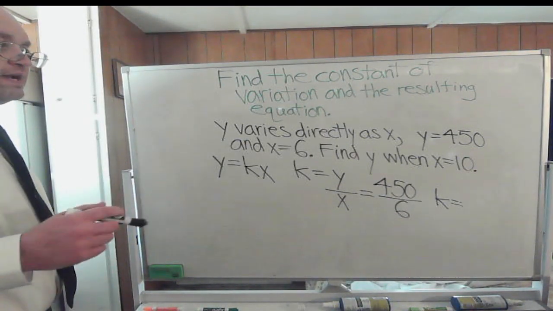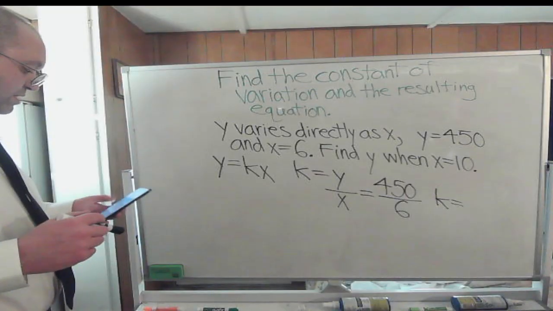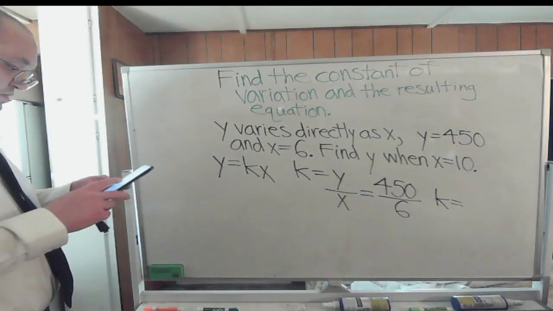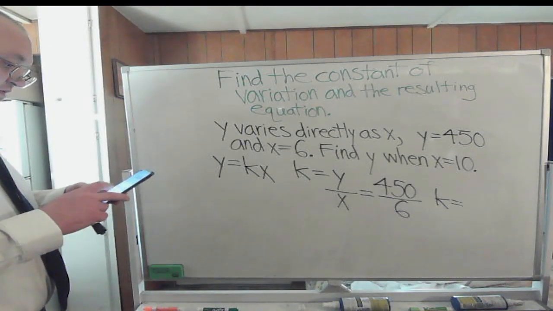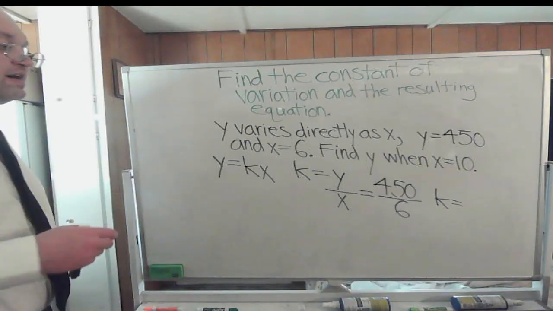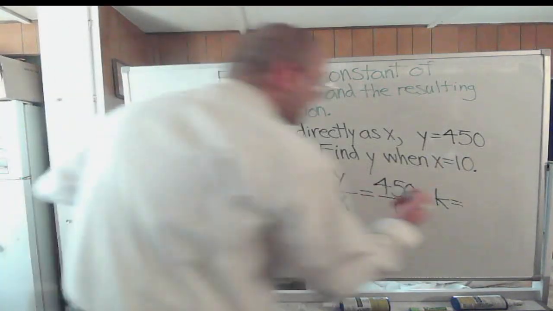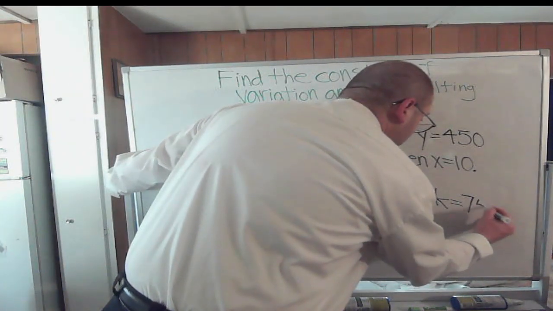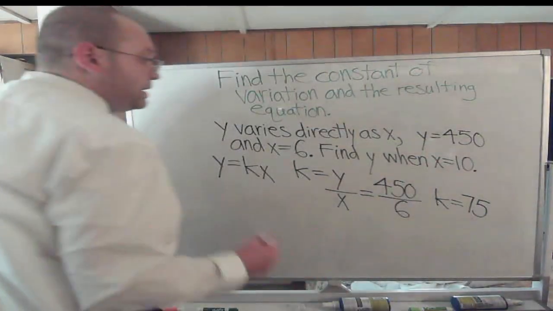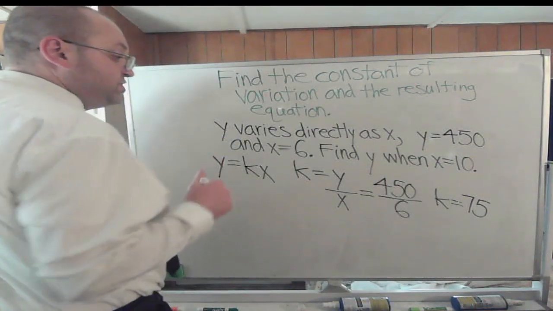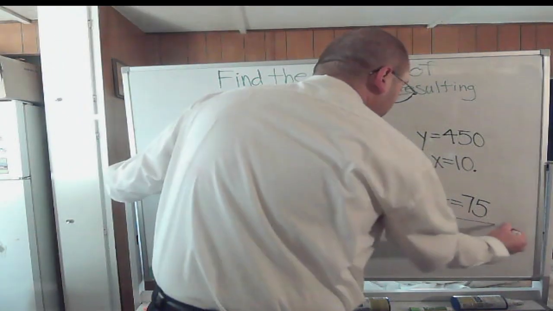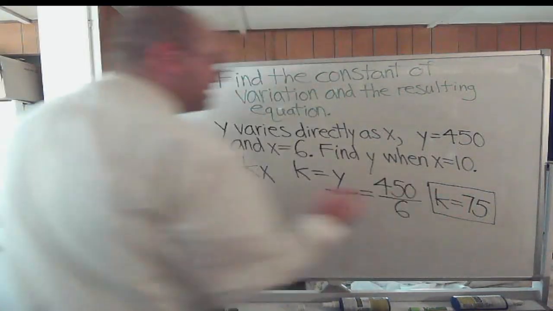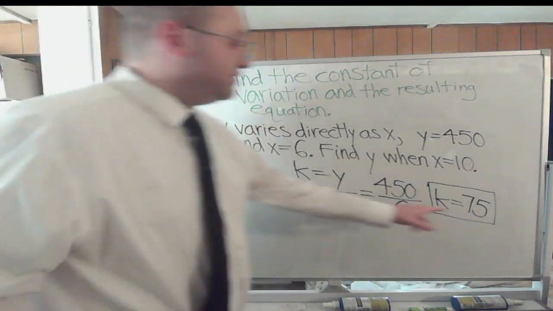I should know that. No, never mind. 450 divided by 6, that's 75. So the constant of variation turns out to be 75. So I'm gonna put a box around the constant of variation being 75.